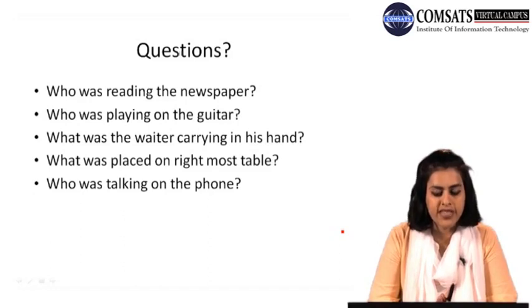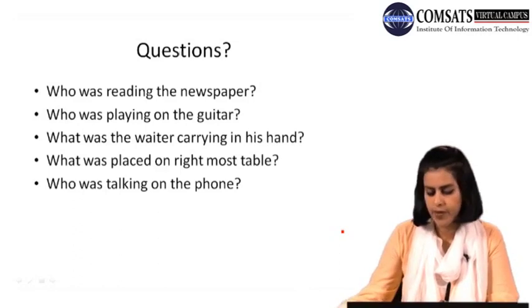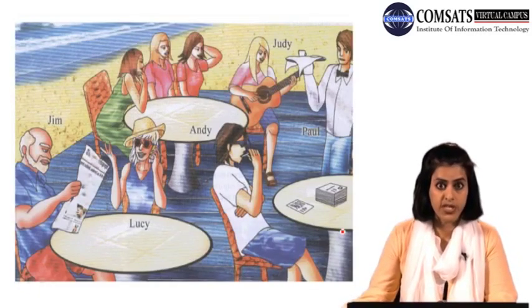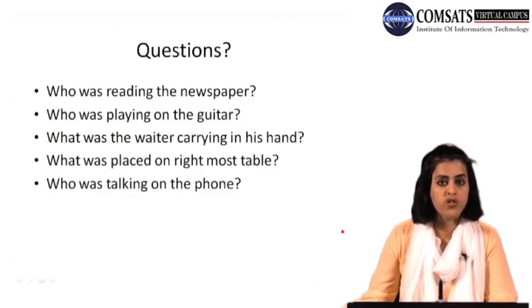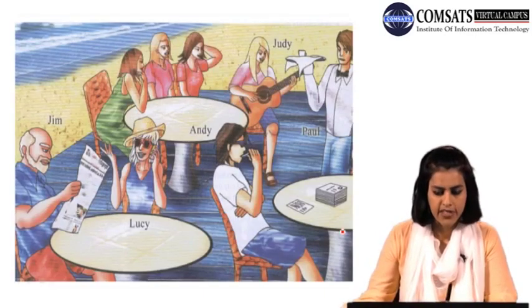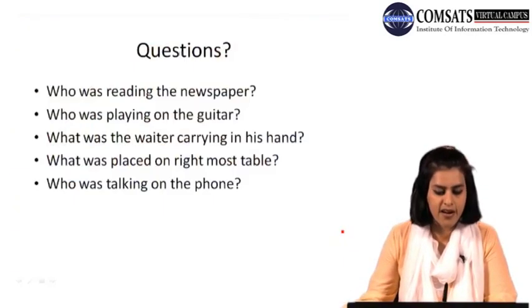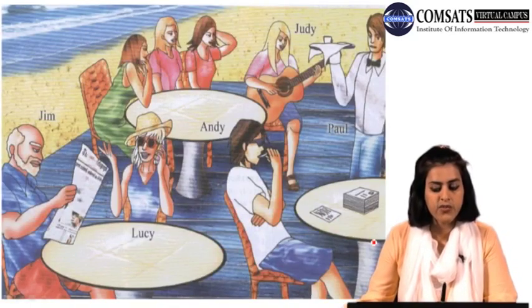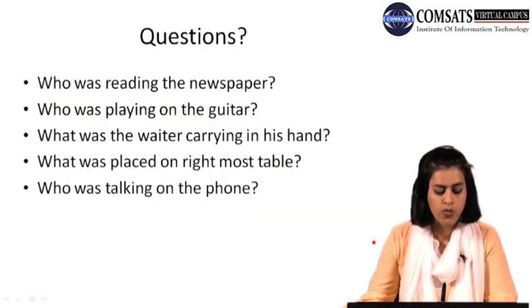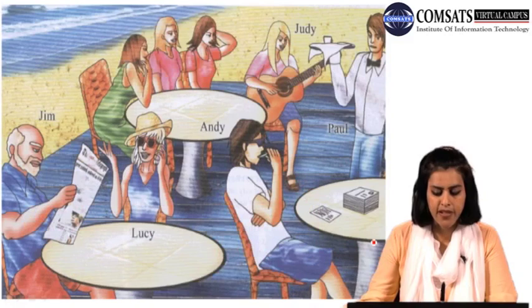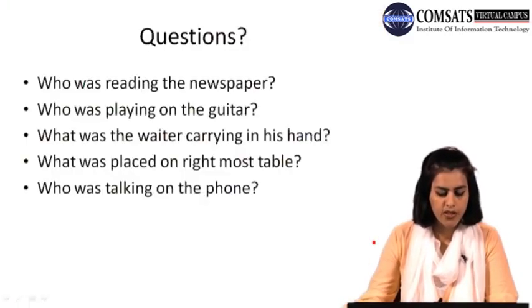Did you help yourself see the answers? Now let's check the answers one by one. Who was reading the newspaper? Jim is reading the newspaper. Who was playing on the guitar? Judy was playing on the guitar. What was the waiter carrying in his hand? The waiter was carrying a tray with a cup in his hand. What was placed on the rightmost table? There are some papers placed on the right table. Who was talking on the phone? Lucy was talking on the phone.